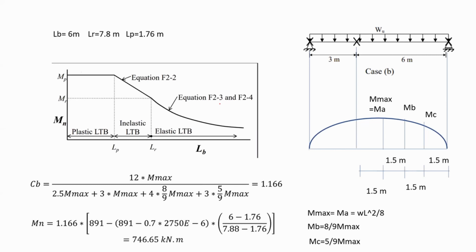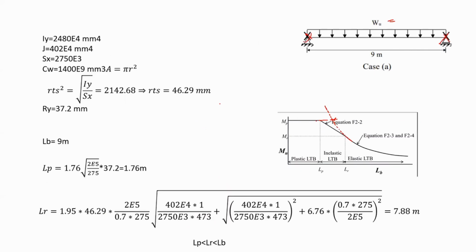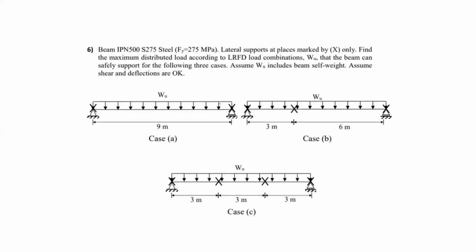Now I'm going to check the part of the question, let me show you the question again. Now I'm going to consider part B, case B. In here you can see that I have lateral support at the ends, and I have a lateral support at this point. So I'm going to see the effect of this lateral support. I'm expecting that it would increase the capacity of my member or my section. It can carry more load in here than the load in there. So let's see that.